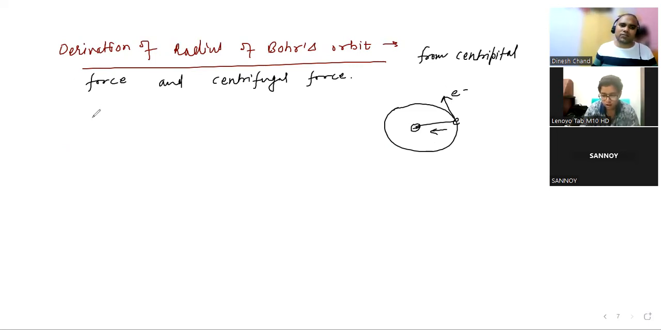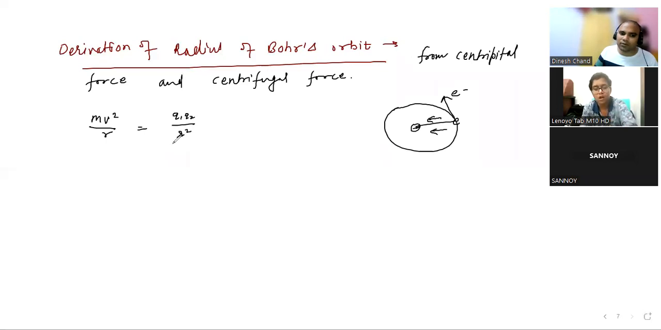So this is going to be centripetal force, mv square by r is equal to this force. This side is called the centrifugal force, or you can say that is also the Coulombic force. How do we represent this Coulombic force? We will write Q1, Q2 by r square. You must have studied this one.